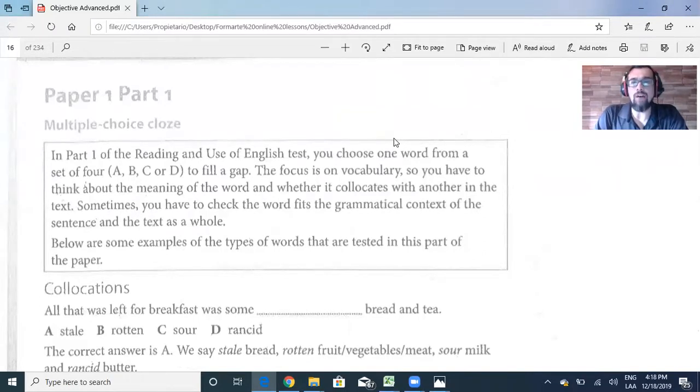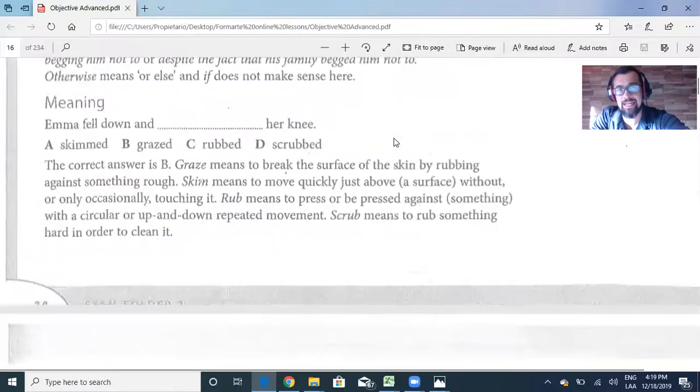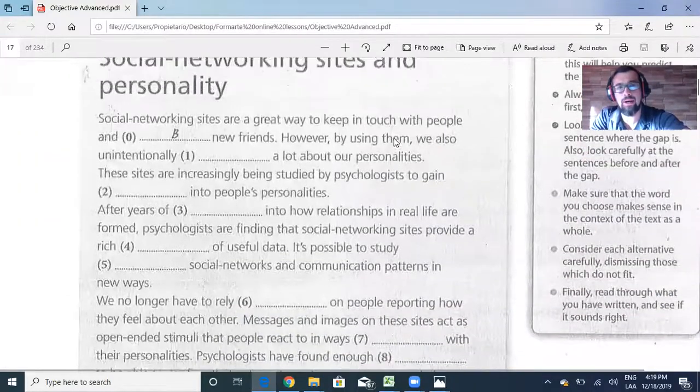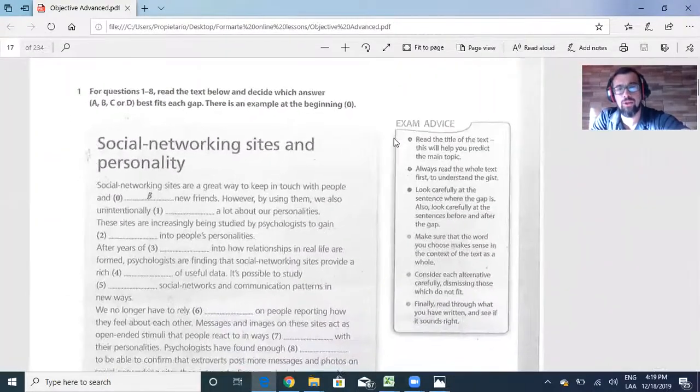The focus is on vocabulary, so you have to think about the meaning of the word and whether it collocates with another in the text. Sometimes you have to check the word fits the grammatical context of the sentence and the text as a whole. Okay? Below are some examples of the type of words that are tested in this part of the paper. If we go very quick to page 16, that's how this part is going to look.